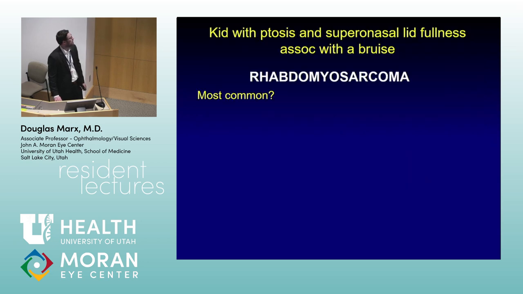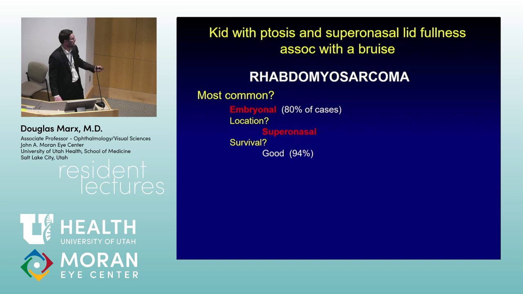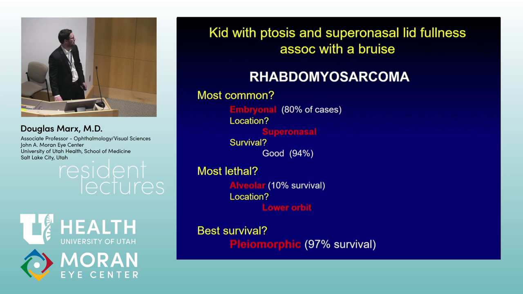So, most common is embryonal, right? 8% of cases. Occasionally superonasal. Specifically superior, but superonasal is the most common. Survival is good again, 94-95% with isolation to the orbit. Most lethal is alveolar, which is usually inferior, 10% survival. That's a bad one, okay? And then best survival is pleomorphic.